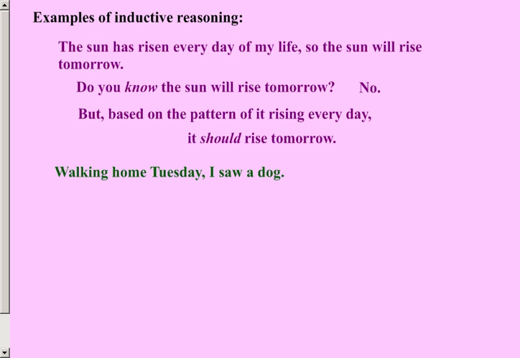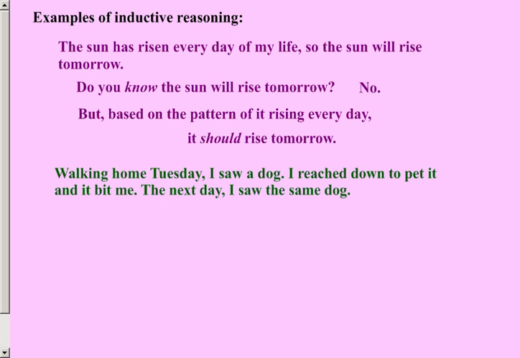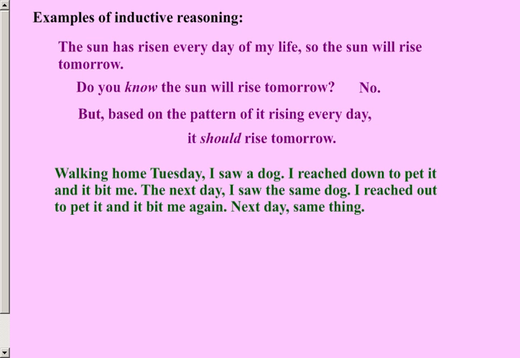Okay, here's another example, and this one's always one of the crowd favorites. I do this one every year. When walking home on Tuesday, I saw a dog. Okay, I reached down to pet the dog, and the dog bit me. Next day, walking home, saw the same dog. Since we're not very smart, I reached down, I pet the dog again, it bit me again. Next day, same thing. Okay, well, at some point in time, we're probably going to get smart, and we're going to quit reaching down to pet the dog.